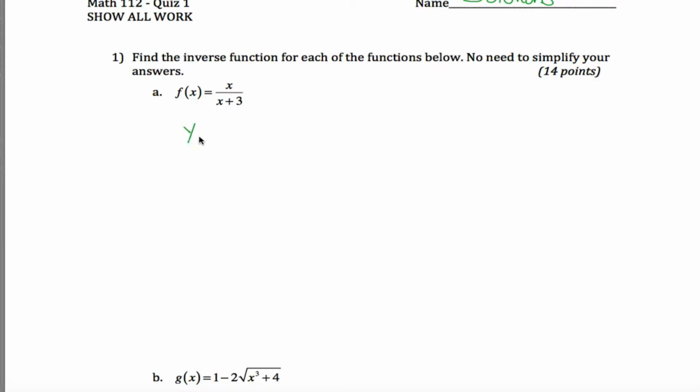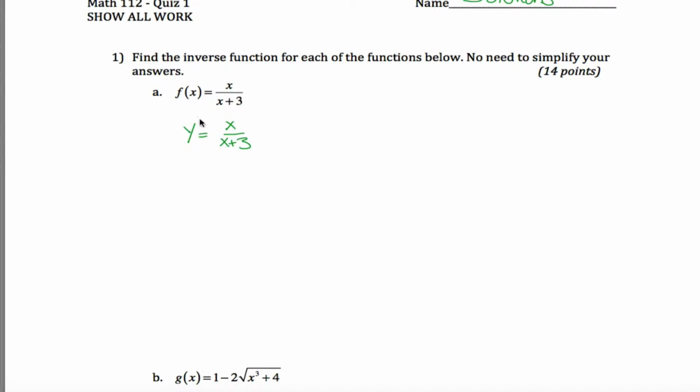The first step being kind of stupid, but whatever: change f of x into a y. Why? Because you're going to be doing some algebra and it'll help to move y's around as opposed to f of x's around. Second step, this right here is an equation that represents the function, but what you're trying to figure out is an equation that represents the inverse function.